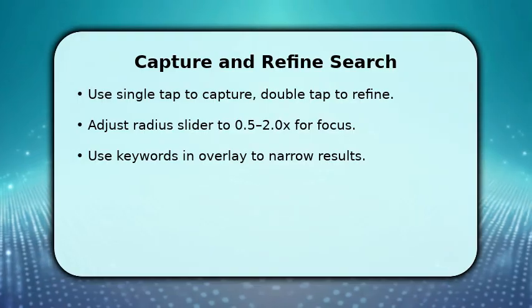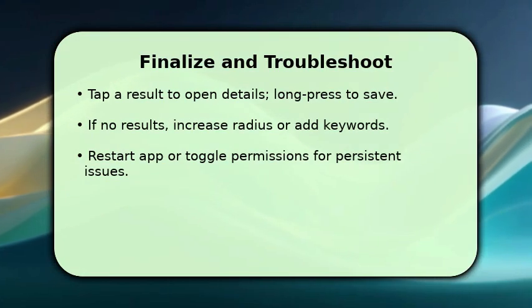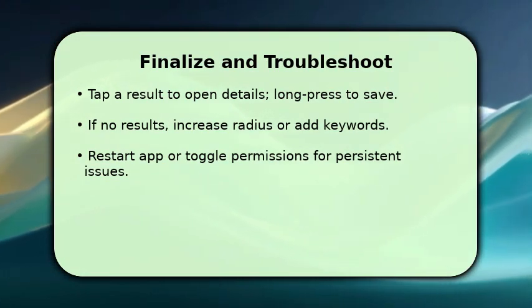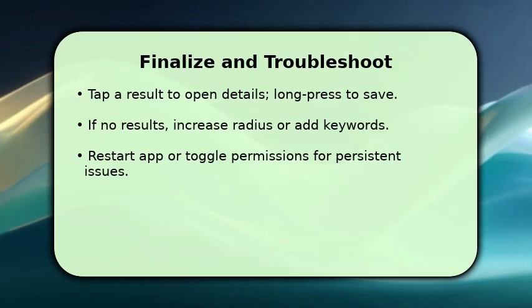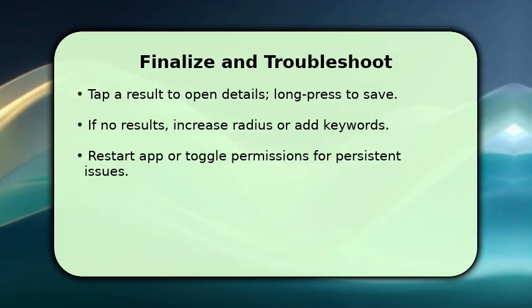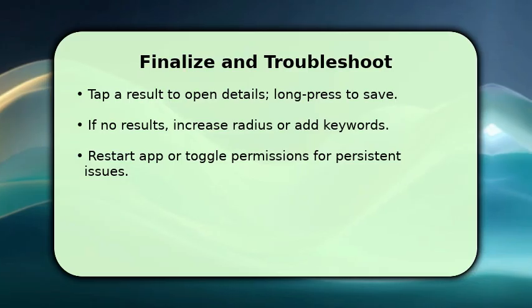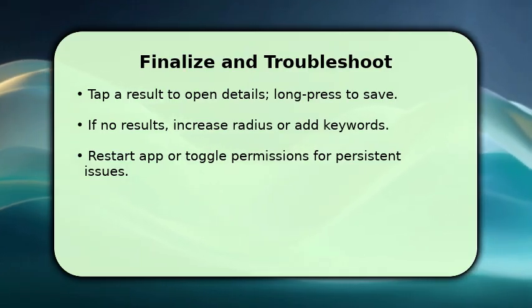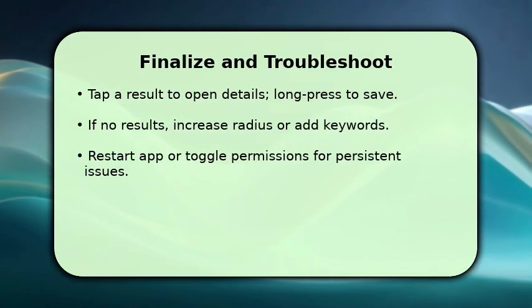Finish by selecting the best match and opening details. Long press to save or export the item if needed. If you don't see good matches, make sure to increase the circle radius slightly and add 1 or 2 targeted keywords. You do this because broader context often supplies missing identifiers.